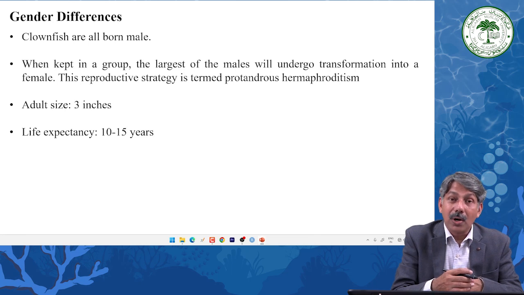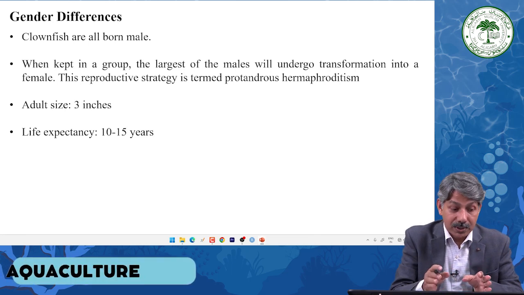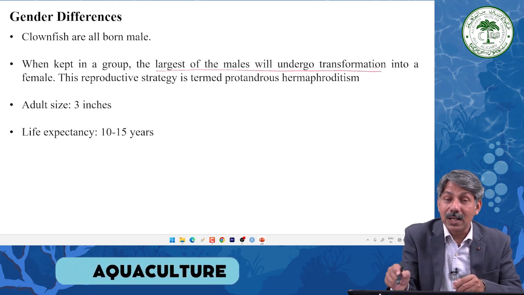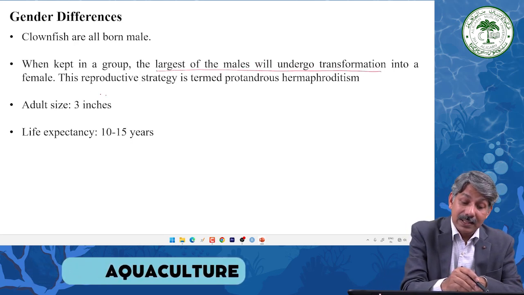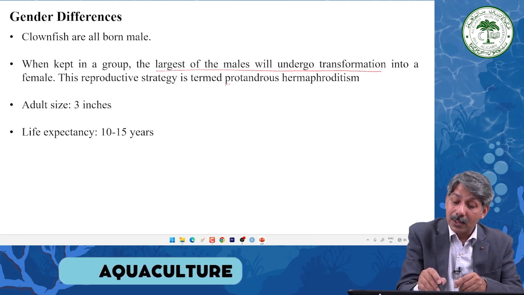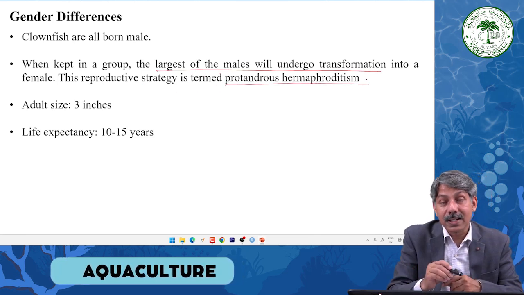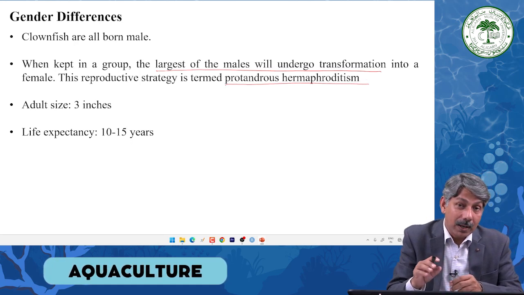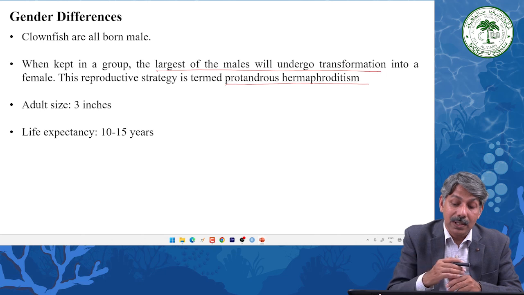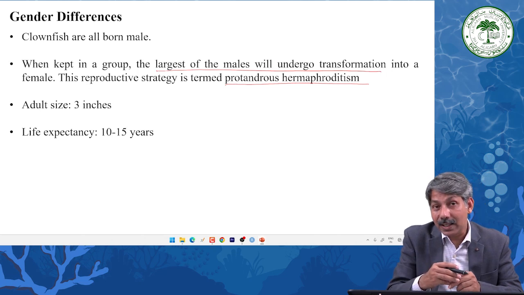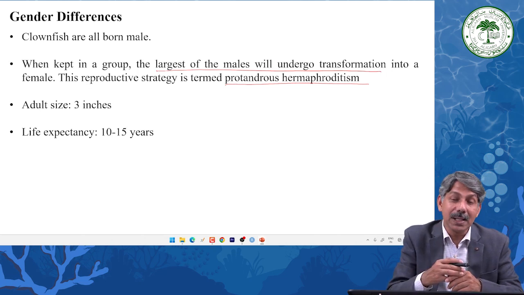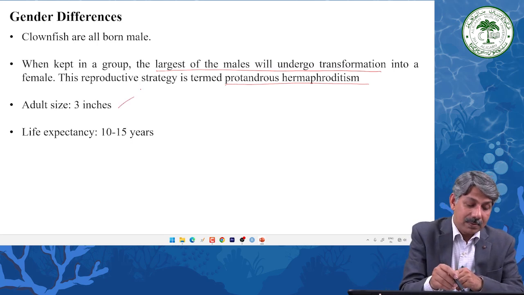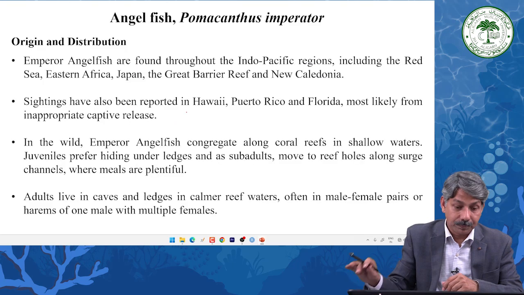Clownfish are all born male. This is again very peculiar about these fishes. When kept in a group, the largest of the males will undergo transformation into a female. This reproductive strategy is termed protandrous hermaphroditism, and there will be one, the largest one, that will undergo transformation into female, and the second largest one will act like male. All others will be only male. So, adult size 3 inches, life expectancy 10 to 15 years.